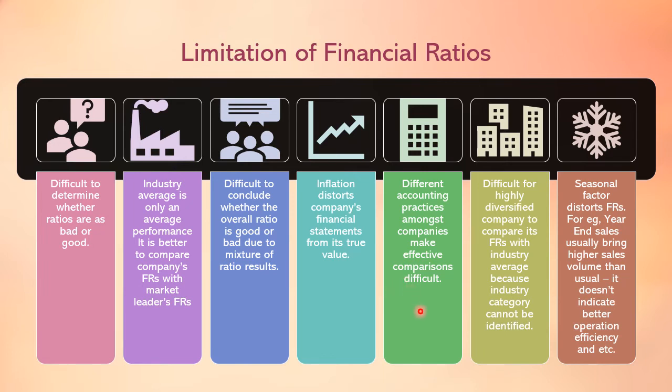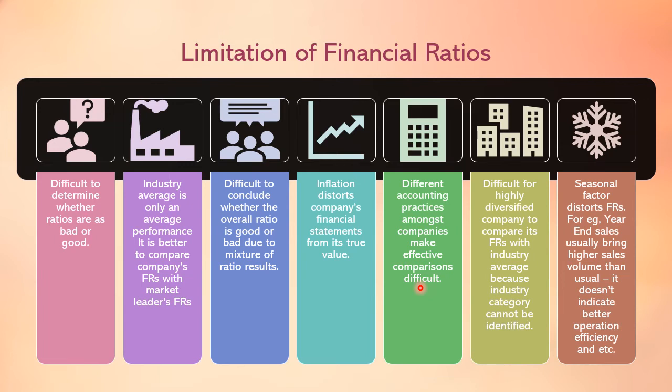The fifth limitation is different accounting practices among companies make effective comparisons difficult. For example, you are adopting a depreciation based on the straight line method, but your competitor is adopting the reducing balance method. So accounting practices that are different may cause the comparison of the ratio to be inaccurate.